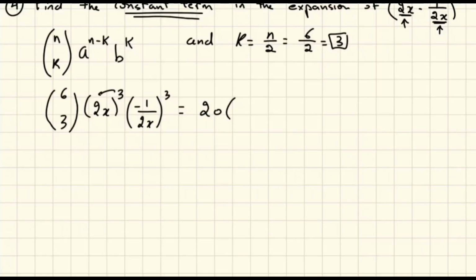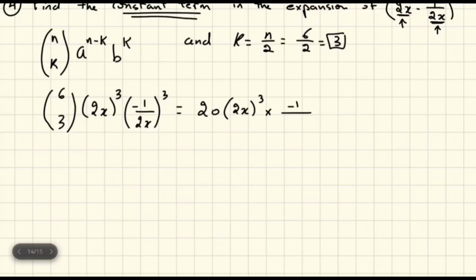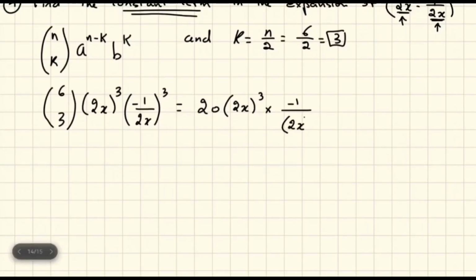However, if you notice, we're going to have 2x cubed on top and 2x cubed down. So I'm going to keep the 2x exponent 3 here the same, multiplied by minus 1 exponent 3, because 3 is odd. So we write it as minus 1. And the denominator will become 2x exponent 3, because the 3 should be distributed for the numerator and denominator. Now, 2x cubed will cancel, and our final answer for the constant term will be minus 20.